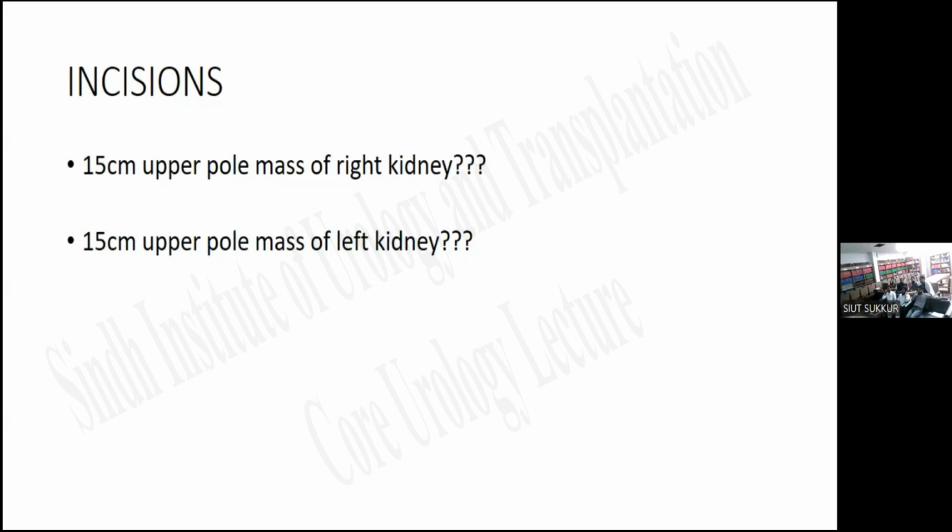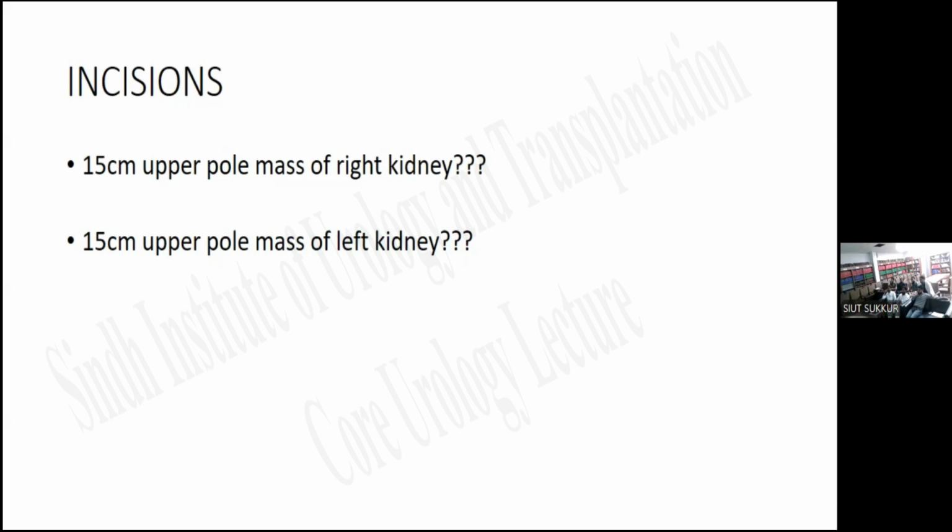Where should level 1 be? Use your sense. In the renal vein, it is not extending to the IVC. Where is level 1? Renal vein. And then where should level 2 be? Below the liver, IVC below the liver. Intrahepatic part of IVC.